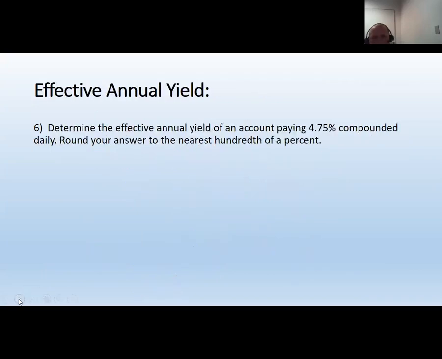Okay. Here's the next problem. This says determine the effective annual yield of an account paying 4.75% compounded daily. We're going to round your answer to the nearest hundredth of a percent. Just a reminder, the effective annual yield formula is EY equals parentheses 1 plus R over N to the N power, minus 1. Let me let everybody try this problem on your own. I'll only give you about a minute, and then we'll go over it. It doesn't take as long as some of the other problems.